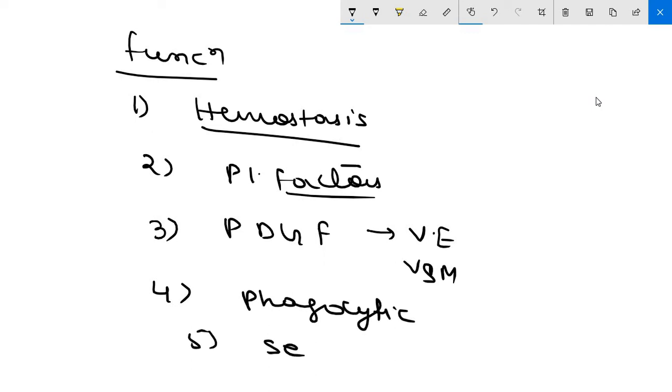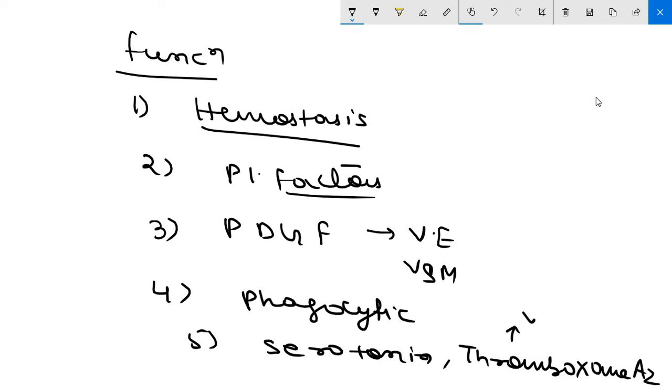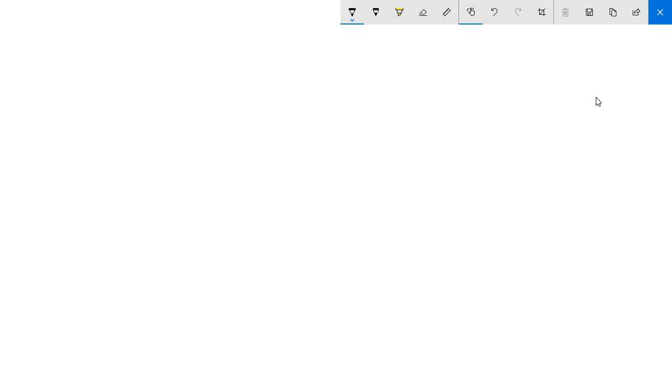Platelets secrete serotonin and one more compound, thromboxane A2, which have a vasoconstrictor effect. So these are the main functions of your platelets. Now coming to the last part, that is the platelet plug formation mechanism.